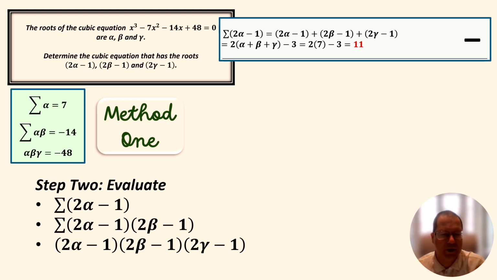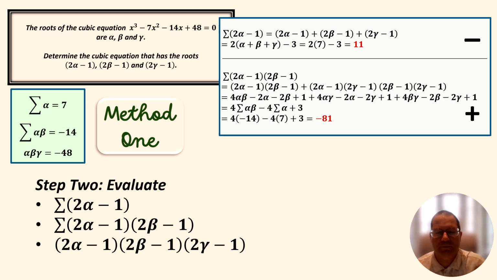For step 2, we are going to evaluate the sum of the roots, given that the roots are given by 2 alpha minus 1, 2 beta minus 1, 2 gamma minus 1, the pair sum of these new roots, and the product of these new roots. So starting with the first one, sigma 2 alpha minus 1, that is the same as 2 alpha minus 1 plus 2 beta minus 1 plus 2 gamma minus 1, which in turn is the same as 2 lots of alpha plus beta plus gamma minus 3. We know that alpha plus beta plus gamma, the sigma alpha is 7, so that gives us an answer of 11. And notice I've put a minus sign on the right hand side, which I'll explain later.